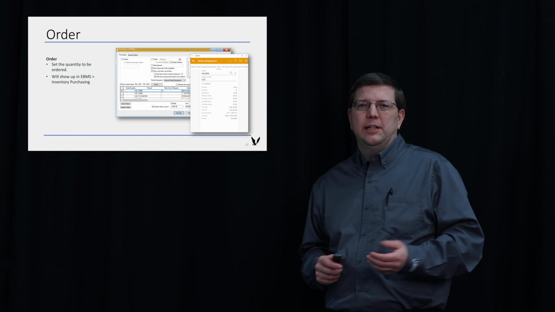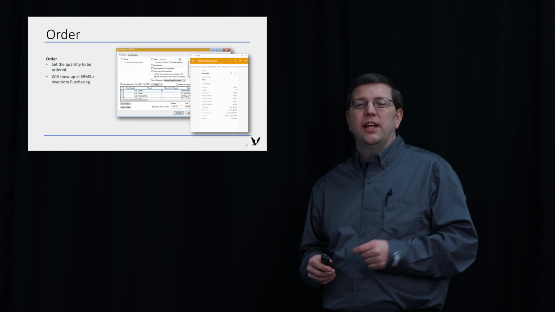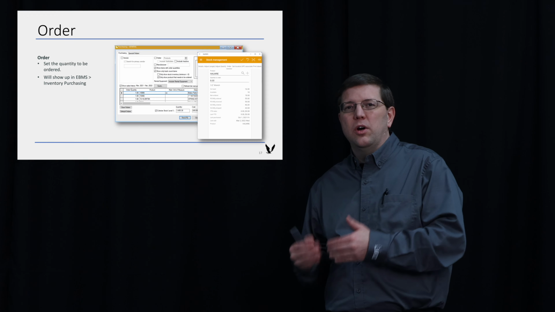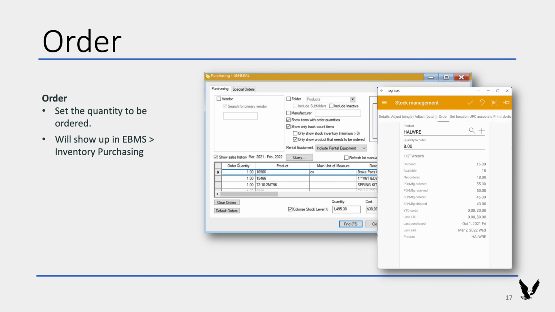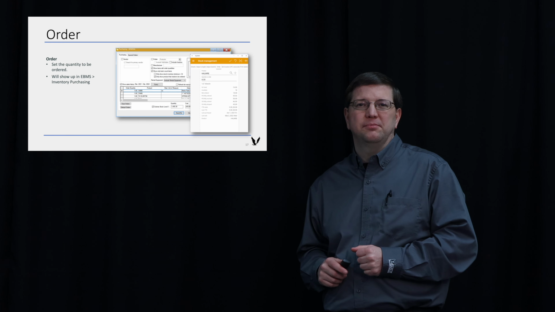The order tab will likely be used by a purchasing agent who's walking through a warehouse and deciding what he wishes to order. So in this tab, you can scan an item and quickly enter an ordered amount, which will then show up on the inventory purchasing screen when he goes to create purchase orders.